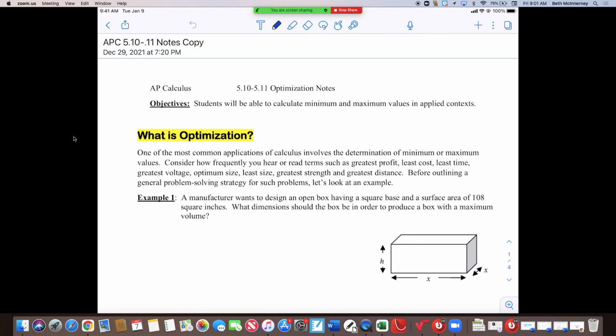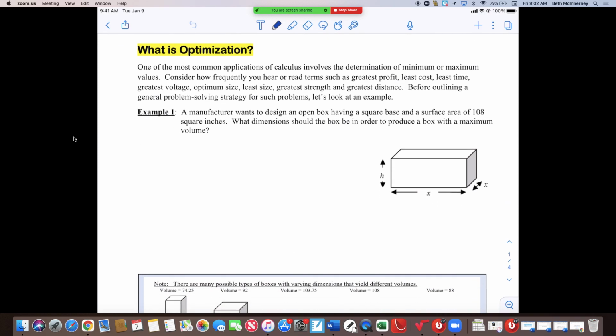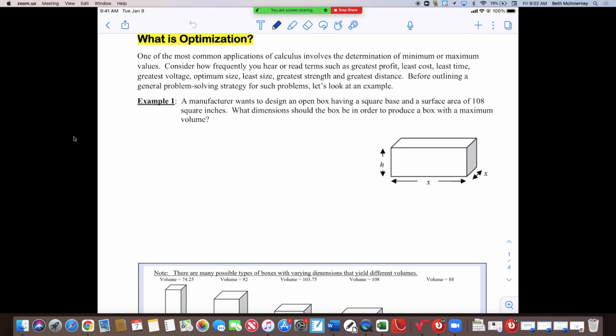So in example 1, a manufacturer wants to design an open box having a square base and a surface area of 108 square inches. What dimension should the box be in order to produce a box with the maximum volume? So what I'd like you to do is use your highlighter, and we see something about surface area and volume.